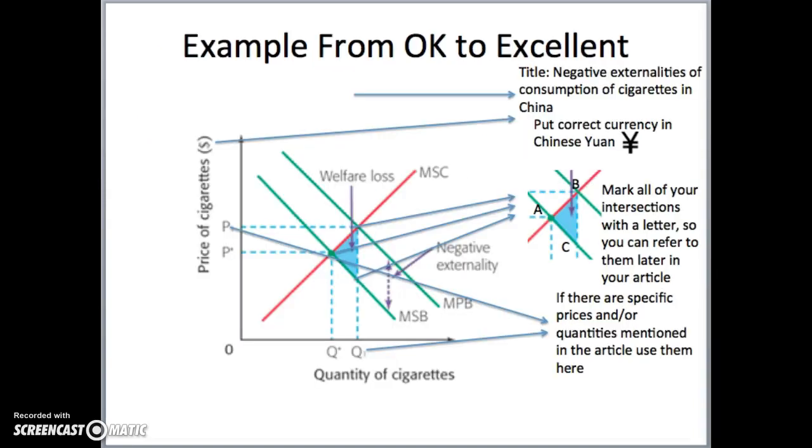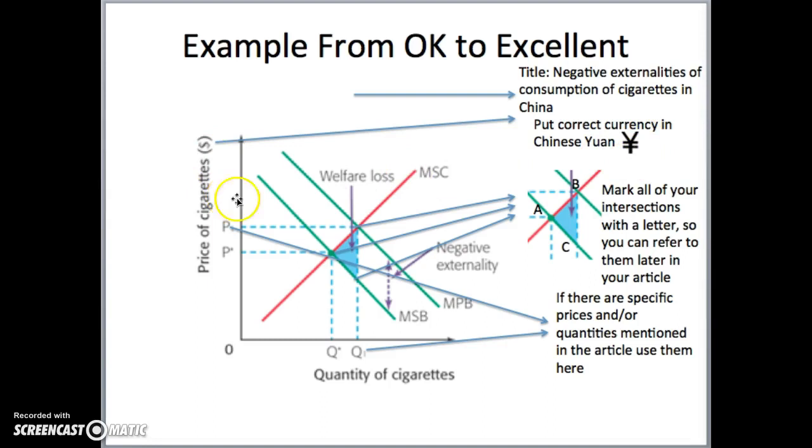So for example, this diagram is a really good one about negative externalities, but it's only okay. We want to go from okay to excellent. So we need to put a title, and I've put an example of a title we might use there: negative externalities of consumption of cigarettes in China. Also here we've put price of cigarettes in dollars. You might have euros or pounds. However, this is talking about China, so we will put Chinese yen and put the appropriate symbol in there instead, so it's appropriate to the article.